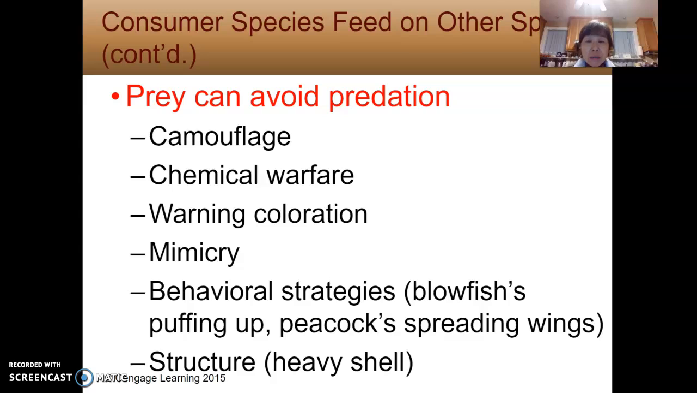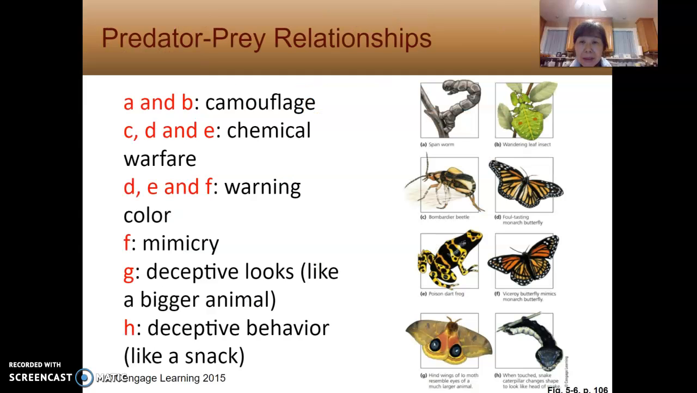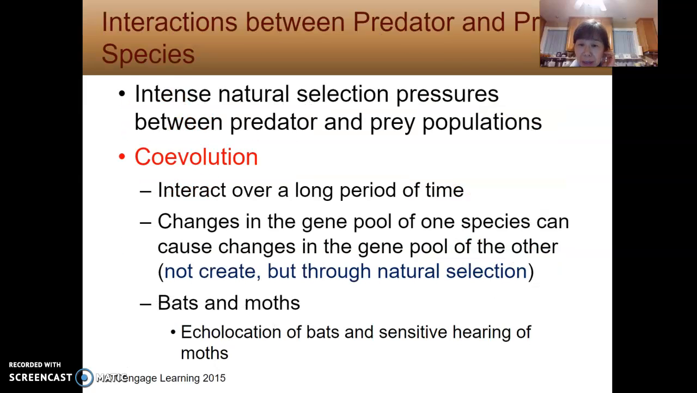For prey, they try to camouflage to hide, or they use chemical warfare, spraying if they cannot run fast, or they show warning colors to say, don't come near me, or they mimic some other very powerful species. Sometimes they have behavioral strategies, like the blowfish puffing up, or the peacock spreading its wings to scare the predator. And sometimes they have structural protection, such as heavy shells they can hide inside.